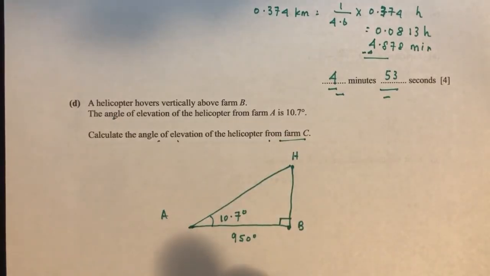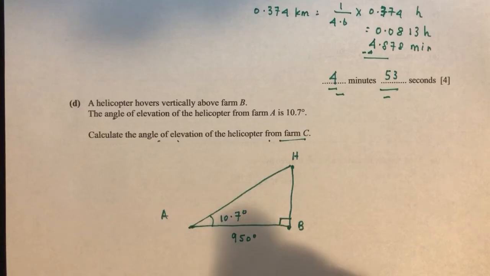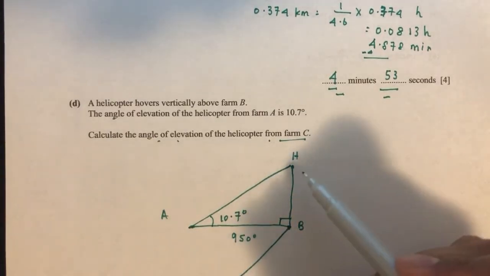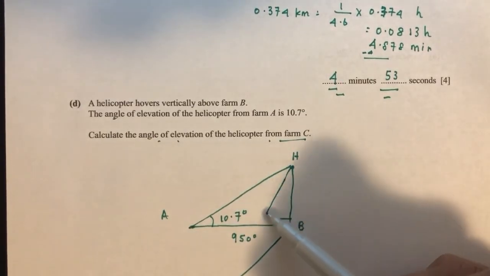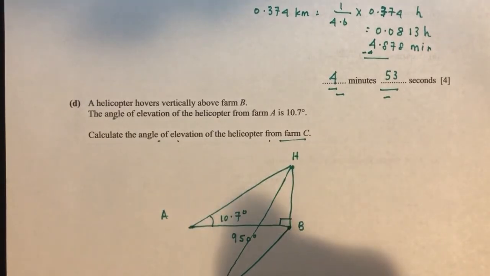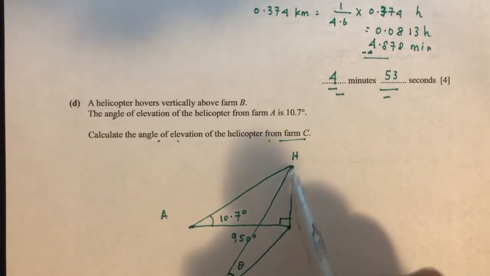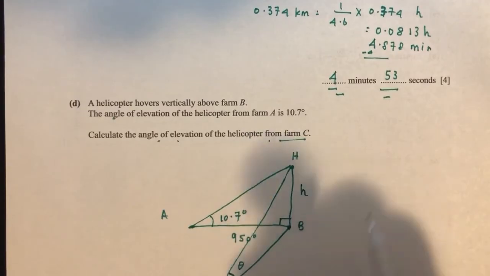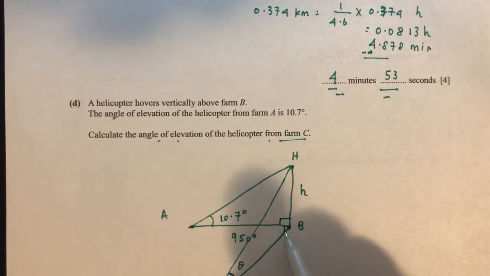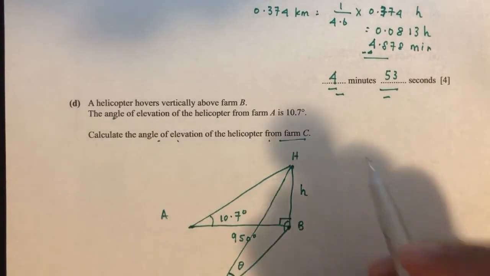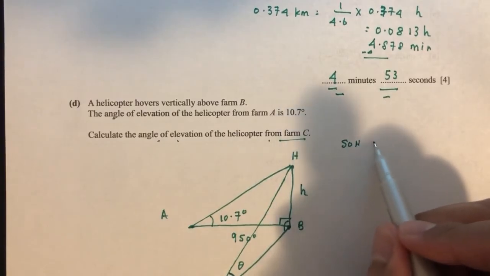So C will be somewhere about here. C also goes to B, and then we have to find this angle. Let's call it theta. How do you find this angle? We first have to find the height HB. Let's call it height H. How do you find H? Here we have right angle triangles. It is pretty easy. We have to use SOHCAHTOA.